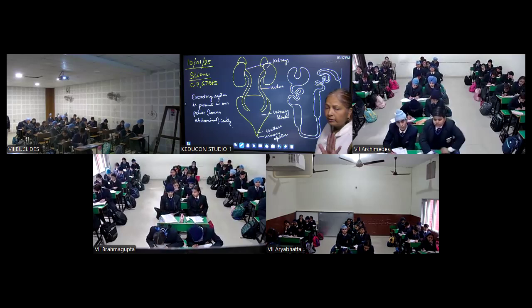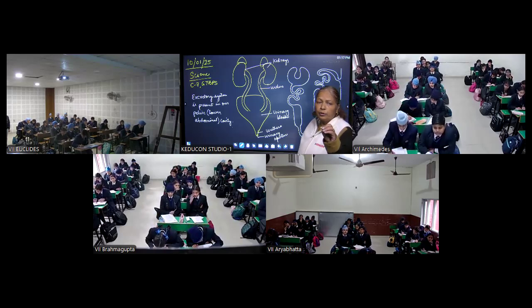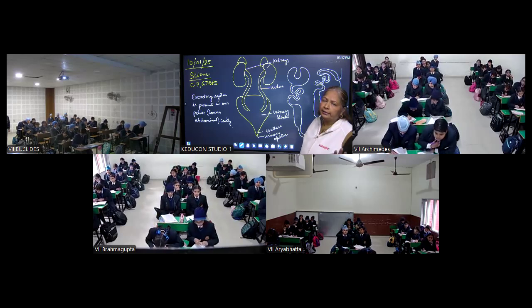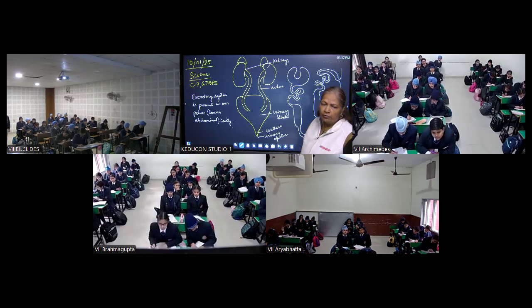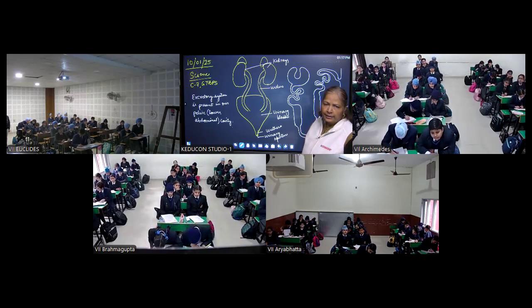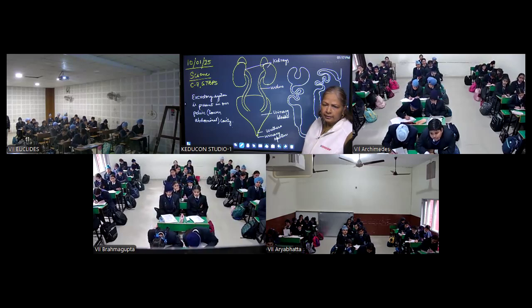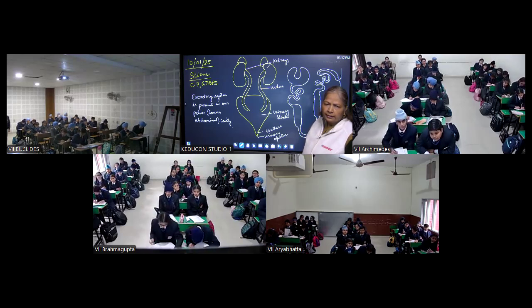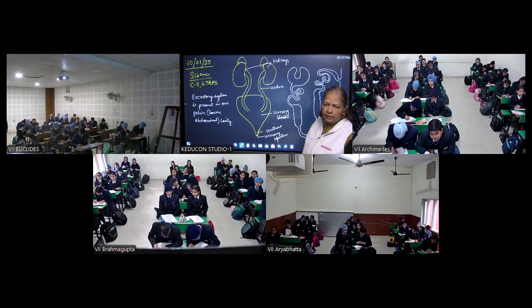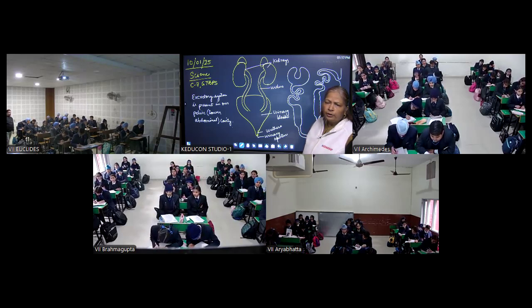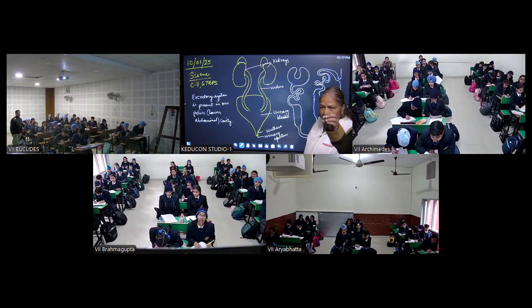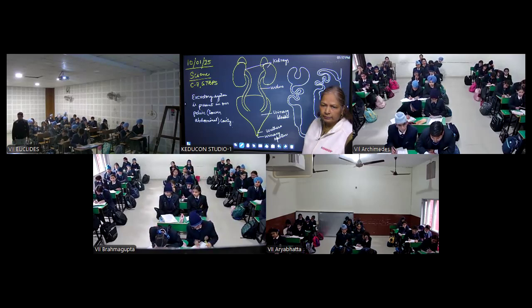The kidney is very important. The question may come: draw the diagram of the excretory system of humans. It has kidneys, ureters, urinary bladder, urethra, and urinary aperture, from where the urine comes out.